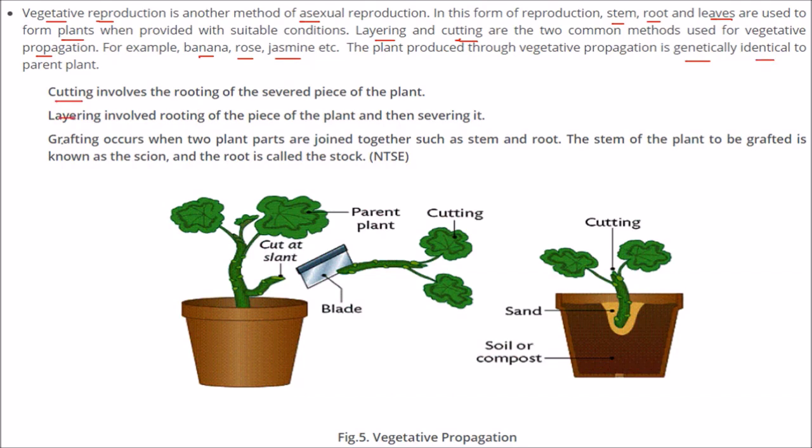Cutting, layering, grafting. So cutting involves what? Rooting of the severed piece of the plant. This is cutting, and now it's being put in another pot. Layering involves rooting of the piece of the plant and then severing it. And grafting means two plants are joined together, like the stem and root can be combined. The stem of the plant that is grafted is known as scion, and the root, in this case, is known as stock.